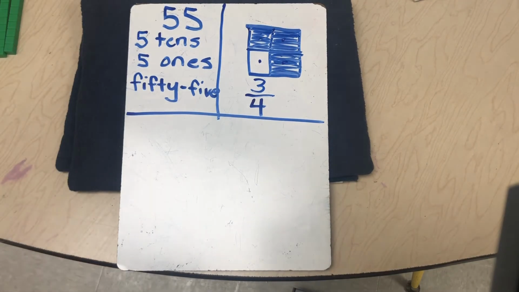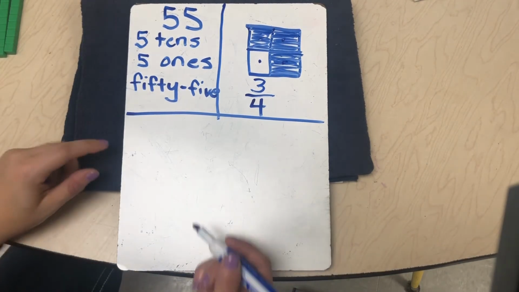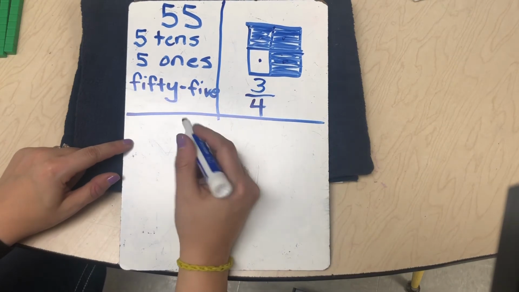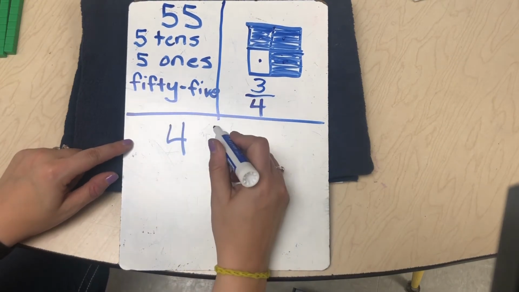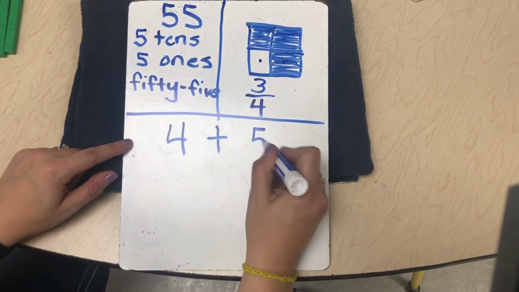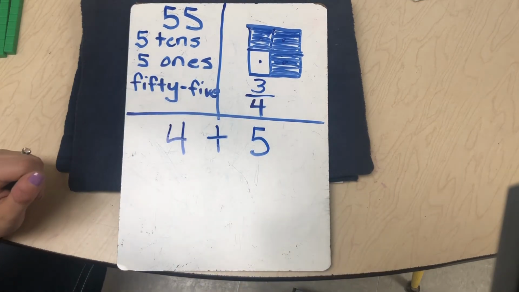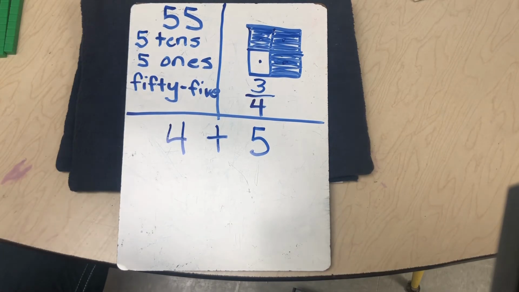Okay, on the bottom we're going to do another simple addition. So let's do the number 4 plus 5. I'll give you time to write that down, or help your child do hand over hand or tracing, or they can write it themselves.